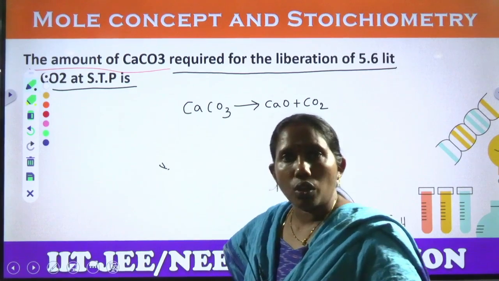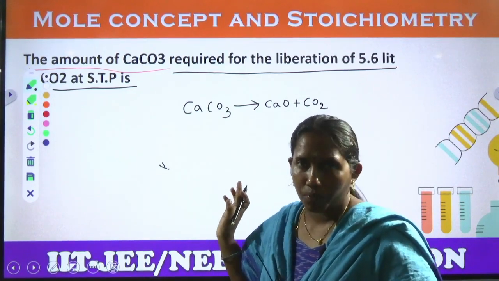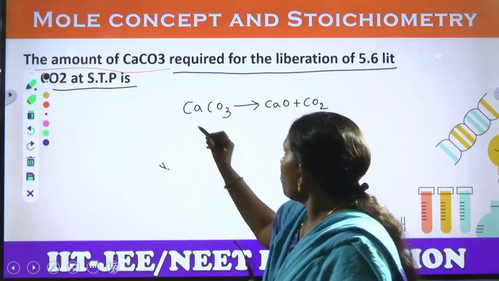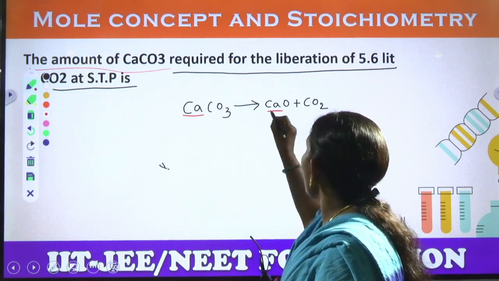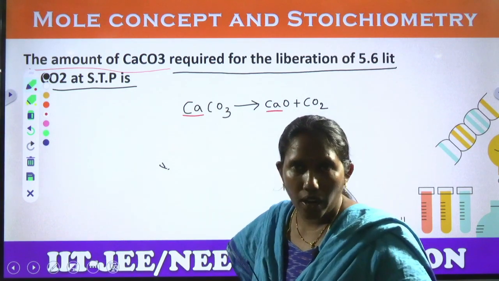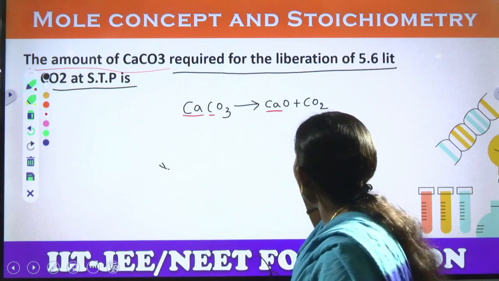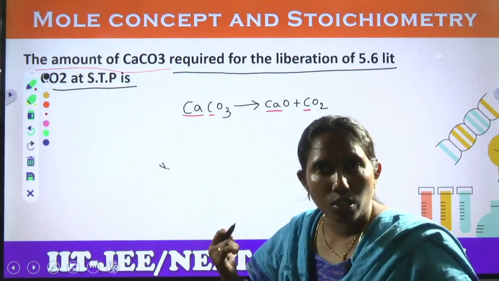CaCO3 gives CaO plus CO2, and you have to check whether this reaction is balanced or not. Let us check. On the reactant side we have 1 calcium, and on the product side we also have 1 calcium. Calciums are balanced. On the reactant side we have 1 carbon, and on the product side also 1 carbon. So carbon is also balanced.